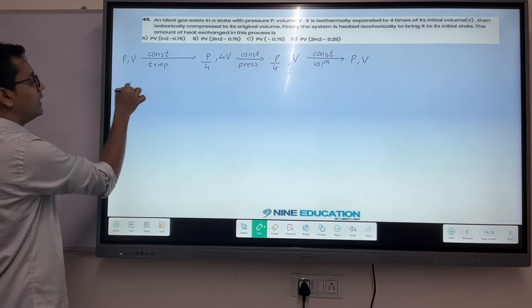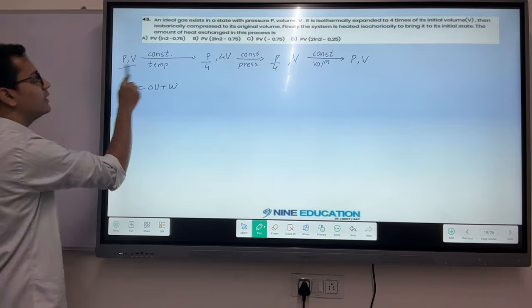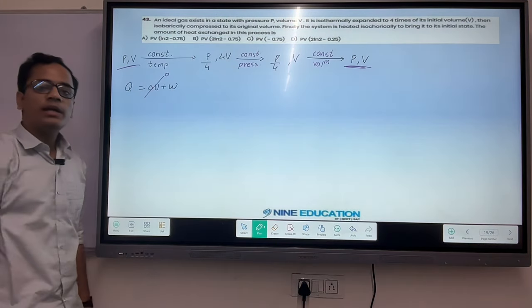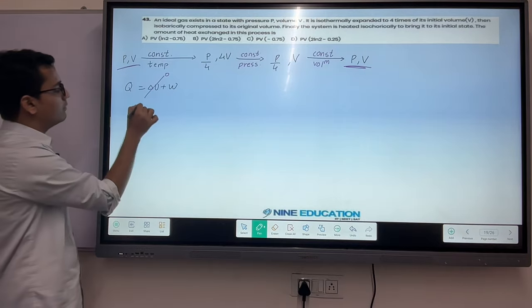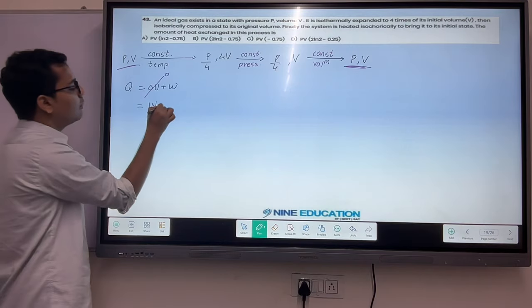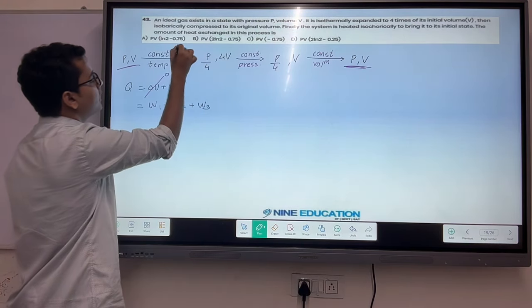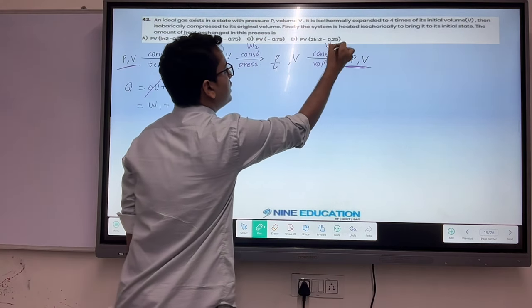So can I say heat exchange Q is equal to delta U plus W? You can see the initial and final states are exactly the same. Hence this delta U becomes 0. So all you need to find is the work done. How will you find the work done? W1 plus W2 plus W3. Here work done is W1, here work done is W2, here work done is W3.